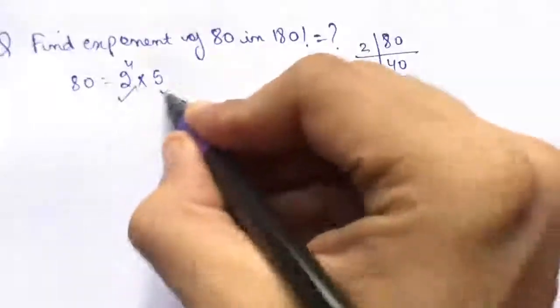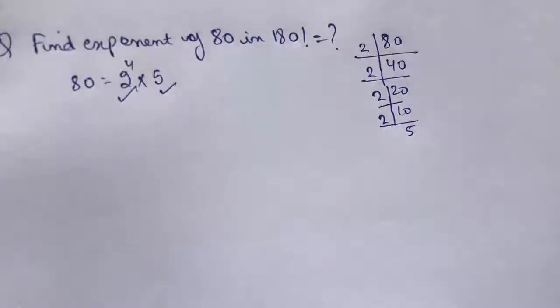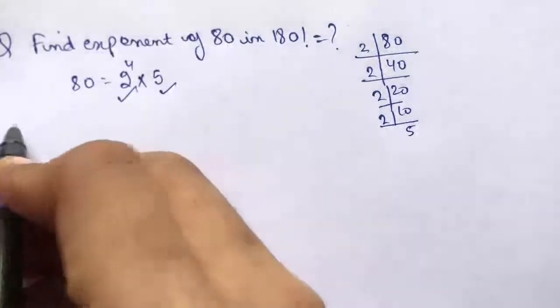Means there are two prime factors. Now we'll calculate how many 2's are present in 180 factorial and how many 5's are present in 180 factorial. We'll move step by step, then you will be able to understand the use of calculating the number of 2's and the number of 5's.